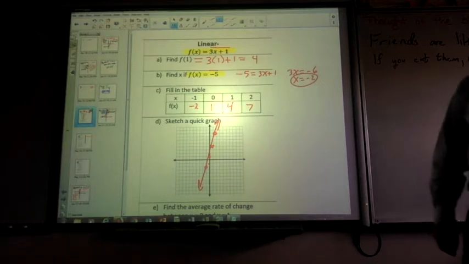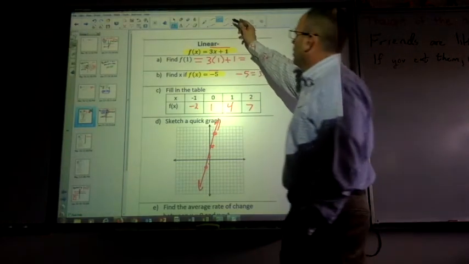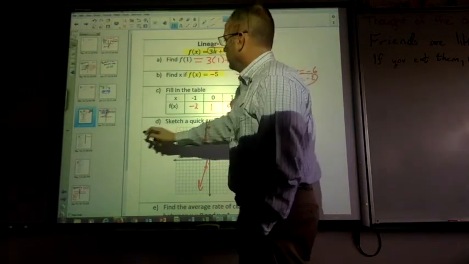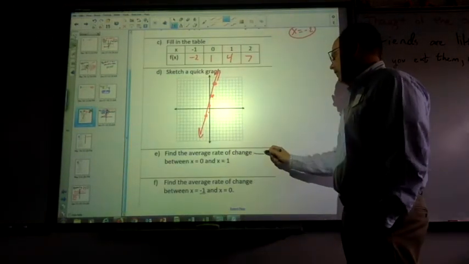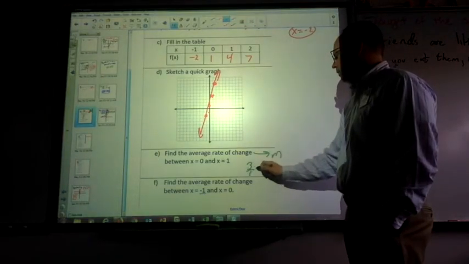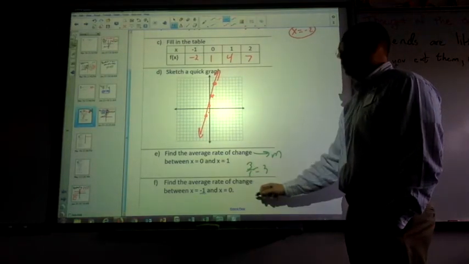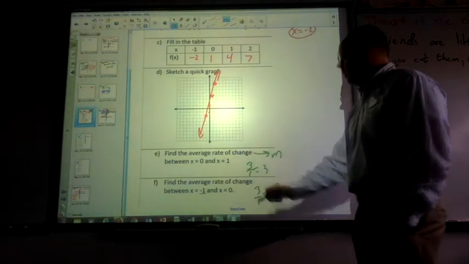What is the slope of this equation? 3 over 1, right? This is going to be my slope right here. Okay? So no matter what, if I found the average rate of change, which means I'm finding the slope between 0 and 1, it's going to give me 3 over 1, which is the same thing as 3. If I do the same thing at 2 different points, guess what? I get the exact same thing.